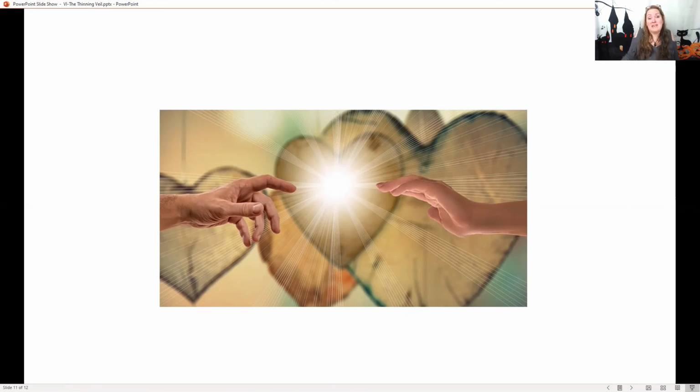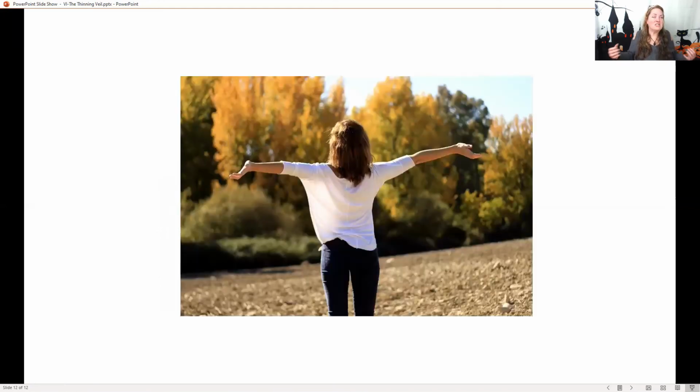And so I hope you're able to really tap into this time and really work with the thinning of the veil. All I ask is that you try to be open, just be open to experiencing, or even just hearing, seeing, knowing, or feeling your loved ones in spirit.